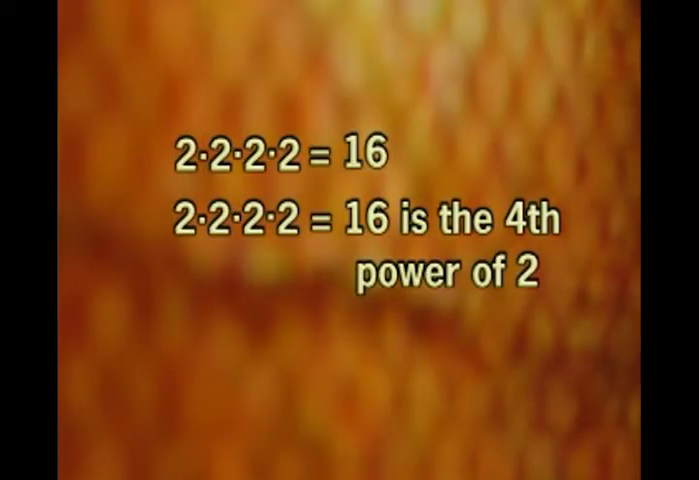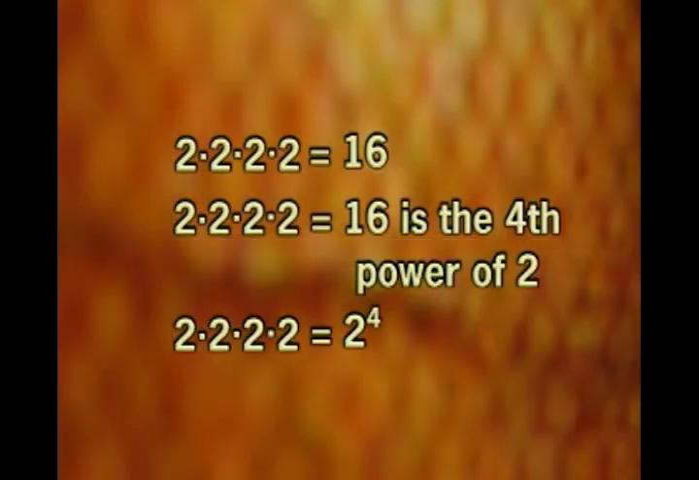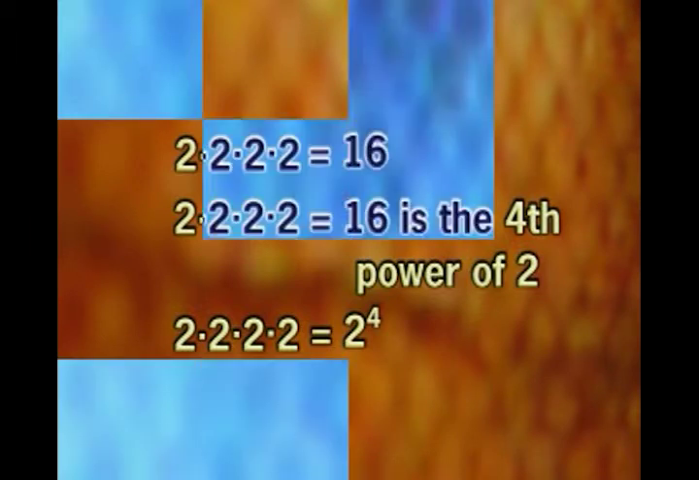2 times 2 times 2 times 2 equals 16, so 16 is the fourth power of 2. You can write powers like this in a shorter form using exponents. 2 times 2 times 2 times 2 equals 2 to the fourth power. A power is a number that can be written as a product of equal factors.